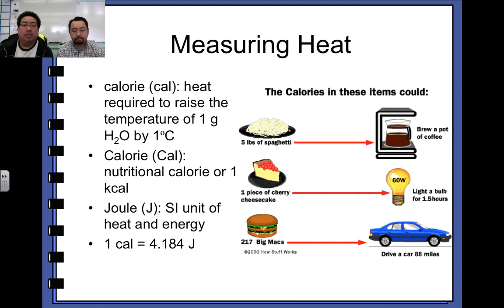The units for measuring heat are as follows. We have calories, and this is the heat required to raise the temperature of 1 gram of water by 1 degree Celsius. Not to be confused with the food calorie or the capital C Calorie or nutritional Calorie, which is actually 1,000 regular calories, or a kilocalorie. Right. And then we have joules. This is the systematic unit of heat and energy. And 1 calorie equals 4.184 joules.